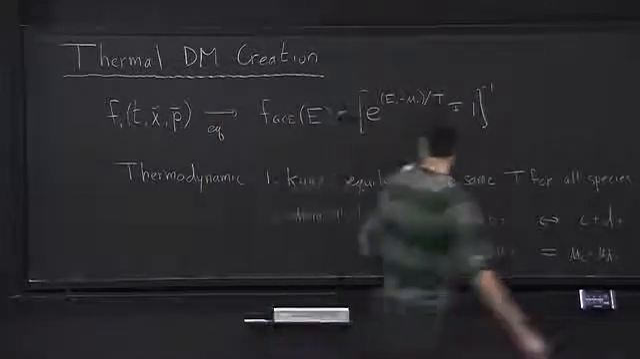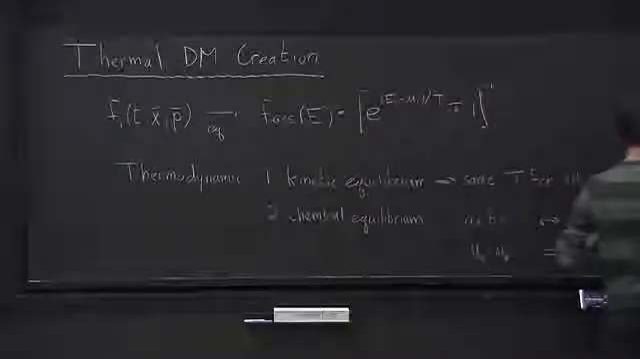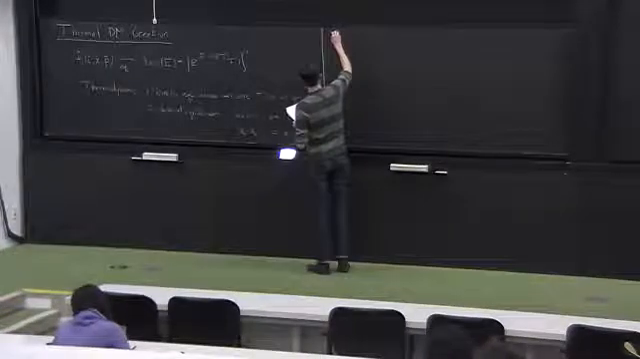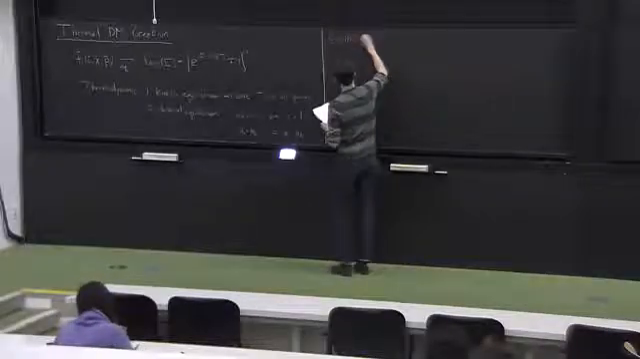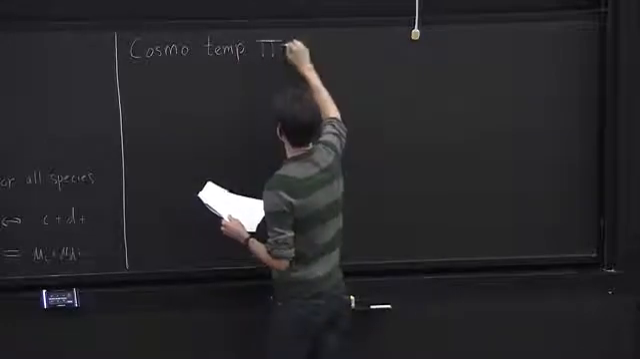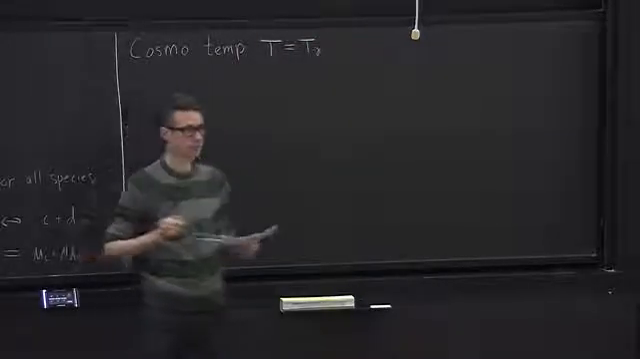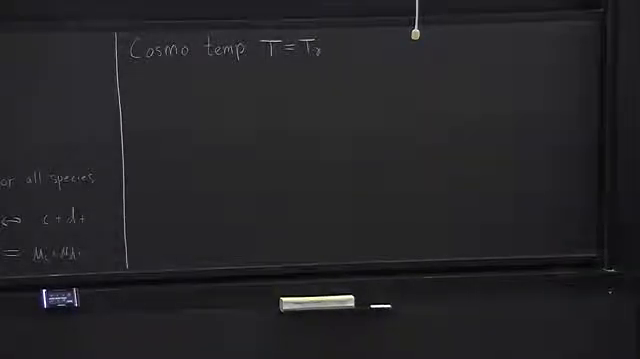Okay, so these are actually general features, but let's apply them specifically to the early universe. In the early universe, we set our reference scale for the temperature to be the temperature of the photons. So when we talk about the temperature of the universe, we're secretly talking about the temperature of the photons, and we measure all the temperatures relative to that.